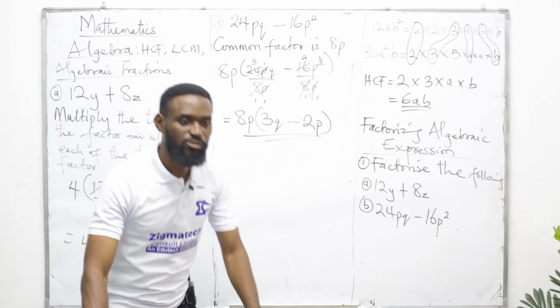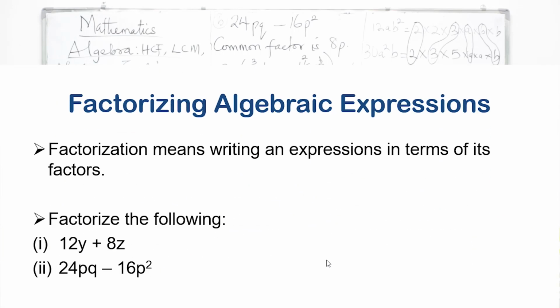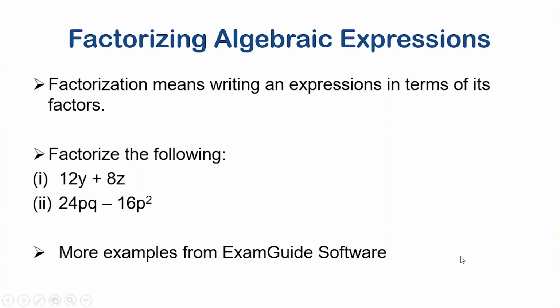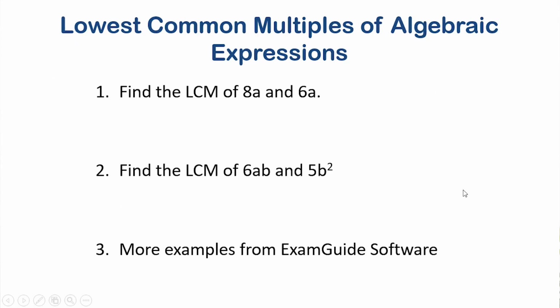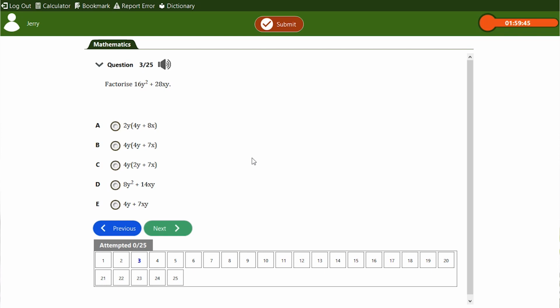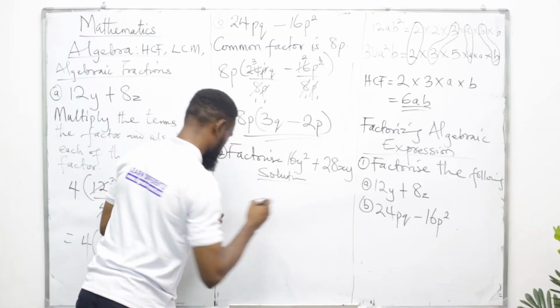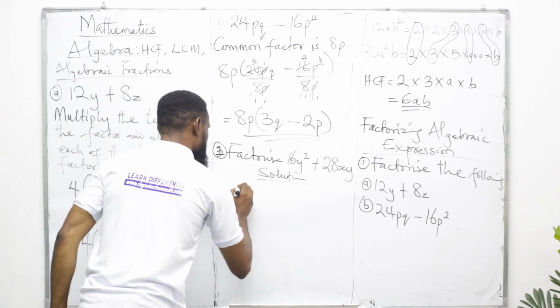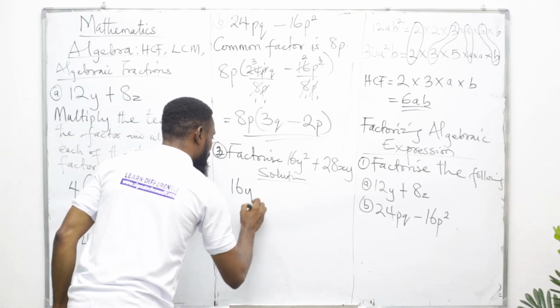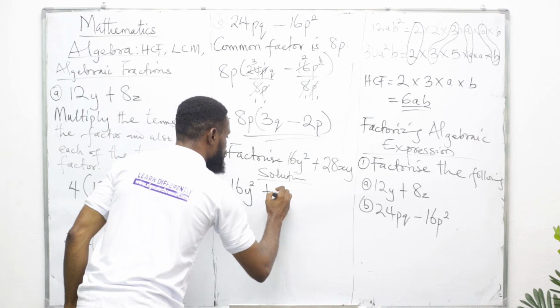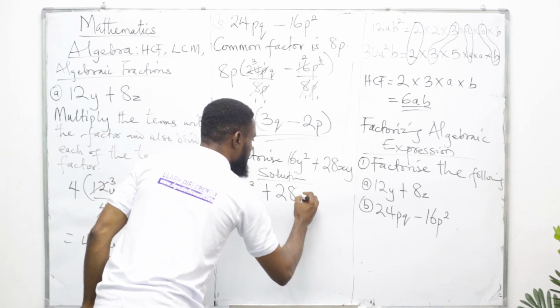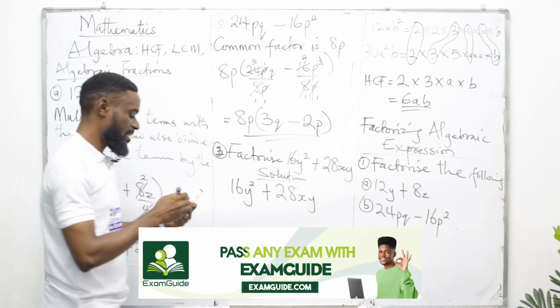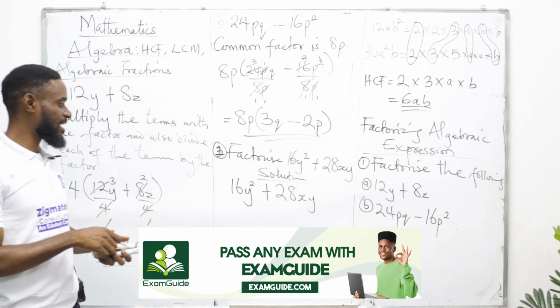Okay? All right. So let's see if we can get some stuff from our exam guide. In our exam guide, we have a question there. Good. So solution. We are asked to factorize 16y squared plus 28xy. Okay? So we are asked to factorize this.